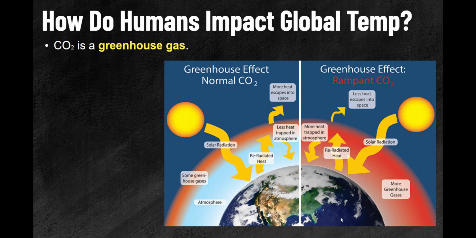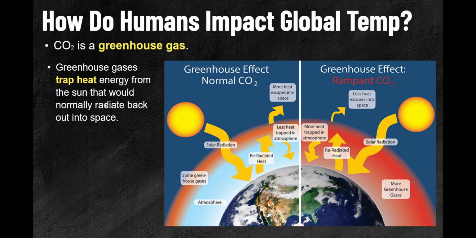Why is that important? Why does CO2 in the atmosphere even matter? Well, CO2 is a greenhouse gas, and greenhouse gases trap heat from the sun that would normally radiate back out into space. So look at this left image. You have the sun. Here's solar radiation that hits Earth. Under normal circumstances, some of that solar energy is trapped, but some of it's released back out into space.